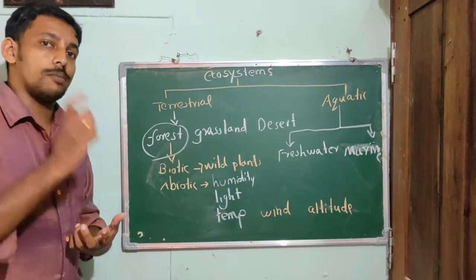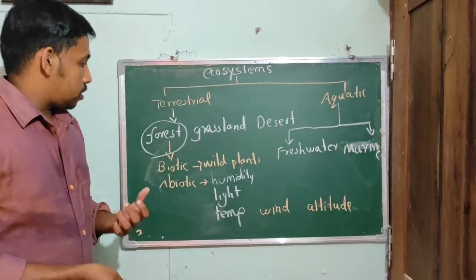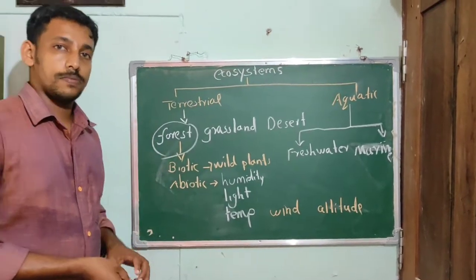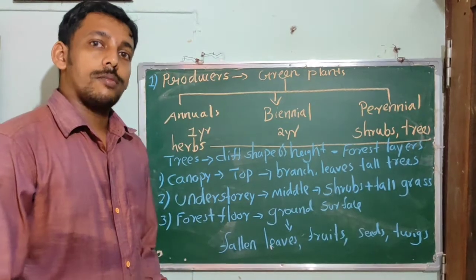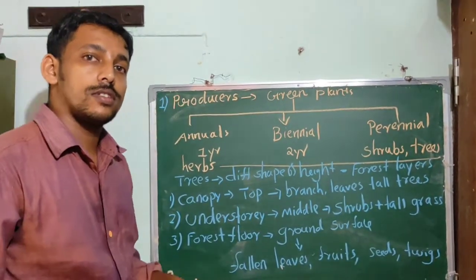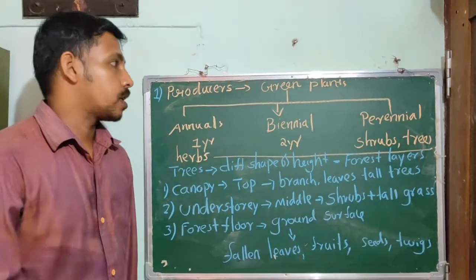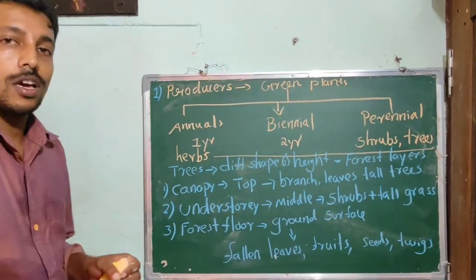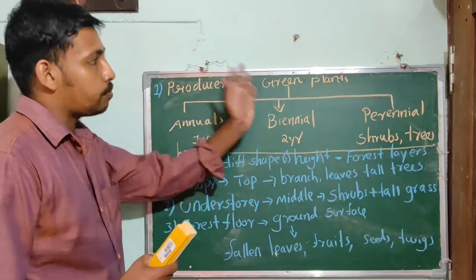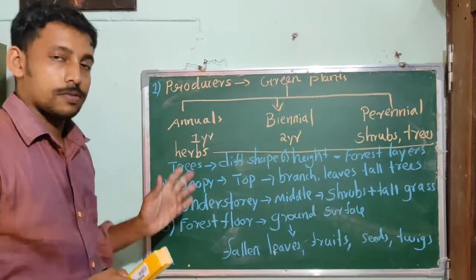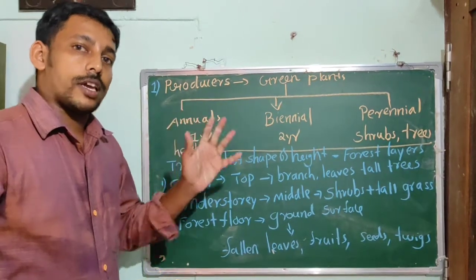Now we are going to study the biotic components of the forest ecosystem. The biotic components include the producers, consumers, and decomposers. Let's first know about the producers. We know that the producers are the green plants. The green plants in the forest constitute the producers. They may be of different categories.